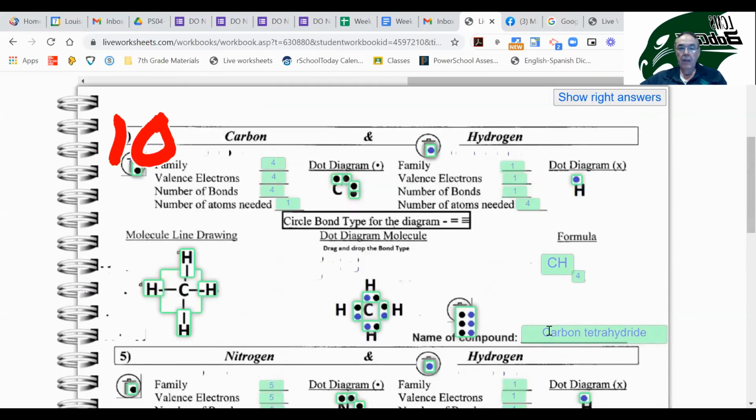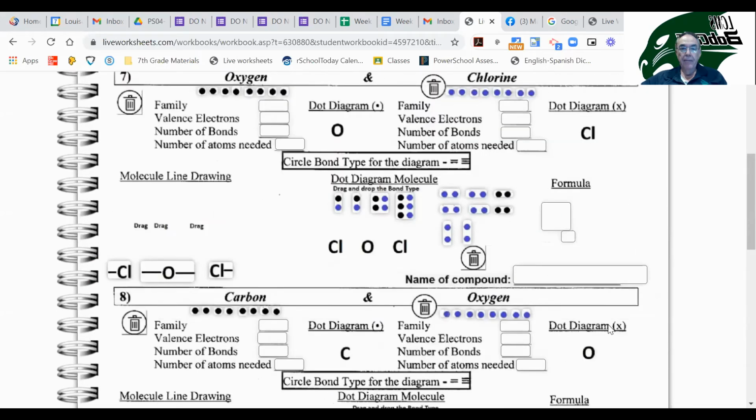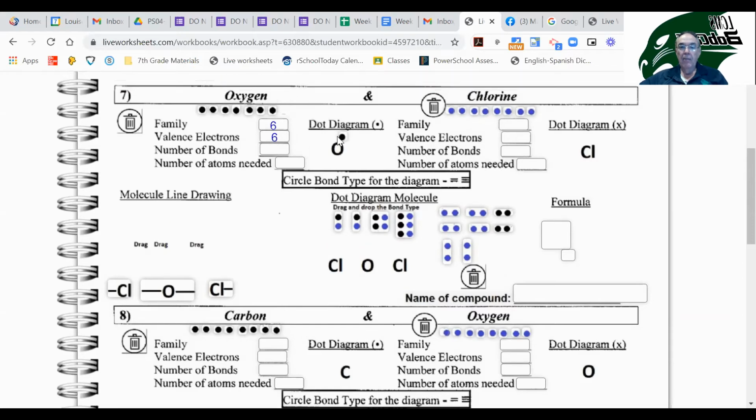That's all there is to this page. So let's take a look at the next one. All right. The next one, it says we're going to bond oxygen to chlorine. So we look on the periodic table, we find oxygen is in family 6. It has 6 valence electrons. So let's go ahead and make its dot diagram and put the 6 dots in it. 4, 5, 6. We can throw these 2 electrons that we're not using into the trash.